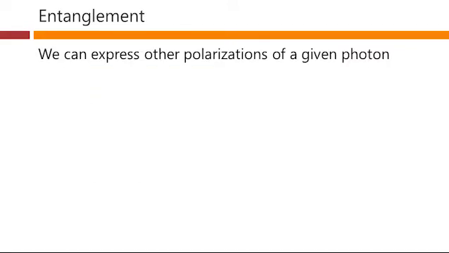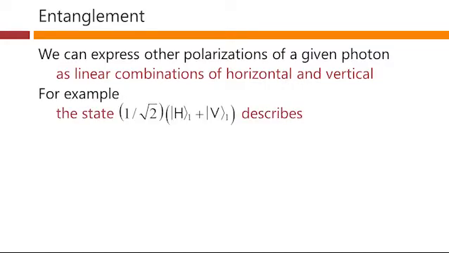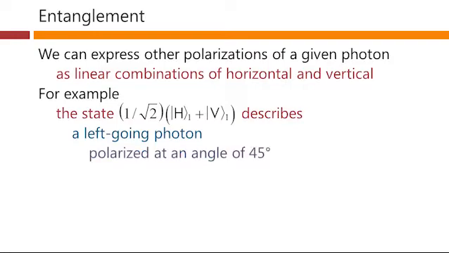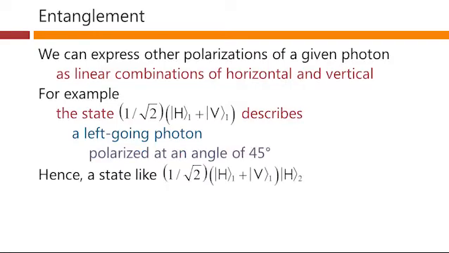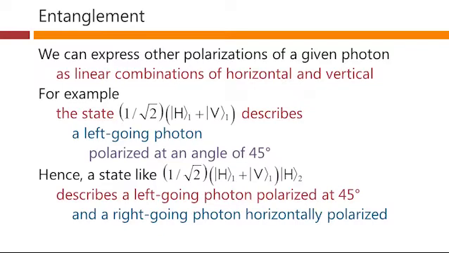We can express other polarizations of a given photon as linear combinations of horizontal and vertical. For example, this state here describes a left-going photon, that's photon 1, polarized at an angle of 45 degrees. Hence, a state like this corresponds to the left-going photon, number 1, polarized at 45 degrees, and the right-going photon horizontally polarized. So photon number 2 is horizontally polarized.